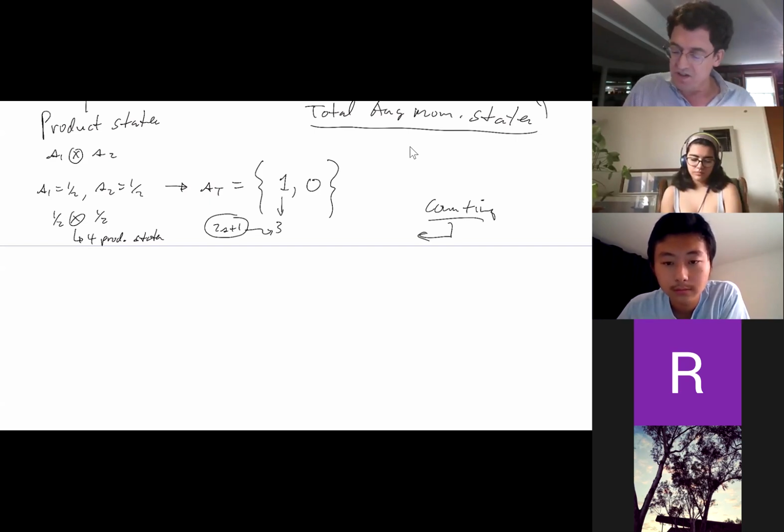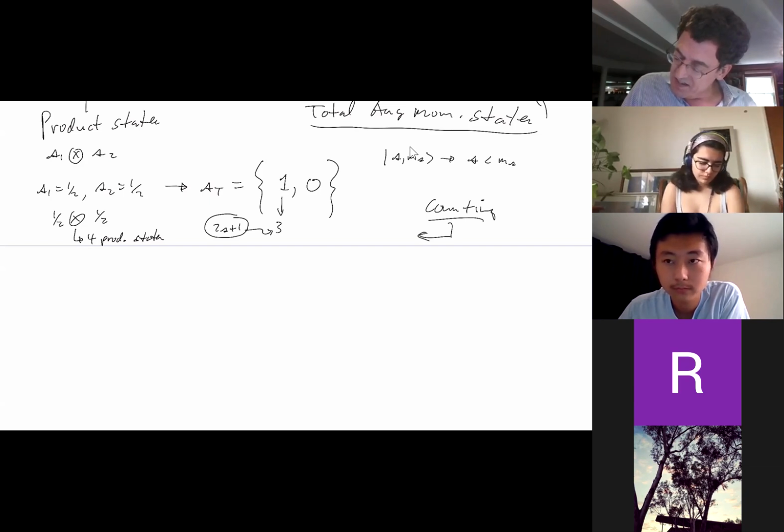Because if I have a state that has S, MS, then we know that MS goes all the way from plus S to minus S, and this leads then to 2S plus 1 states.